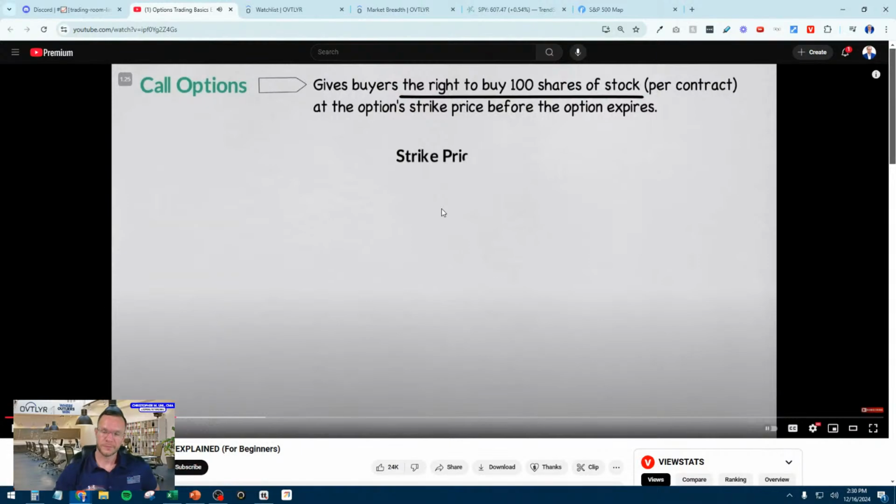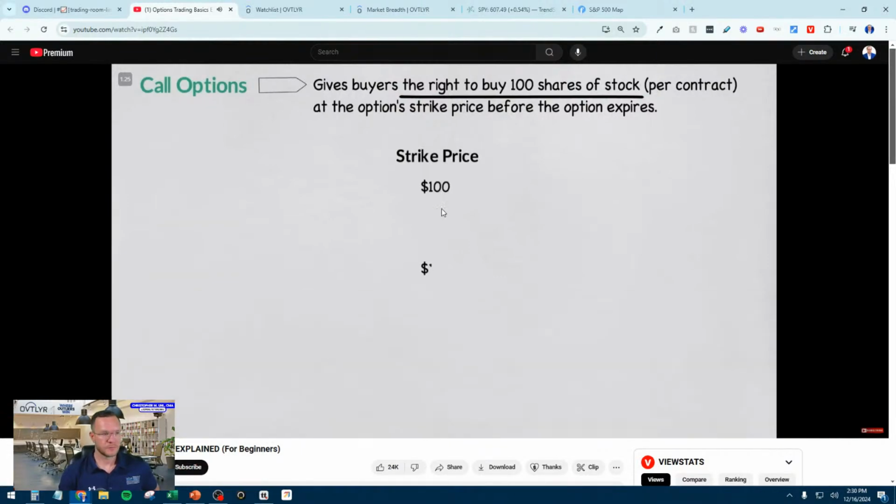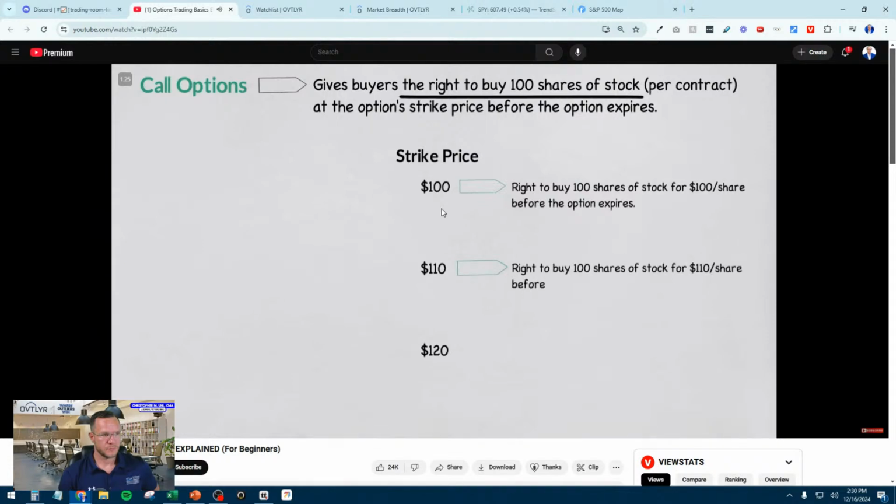So let's go ahead and look at some examples of call options and strike prices. So if a call option has a strike price of 100, that means that the call buyer has the right to buy 100 shares of stock for $100 a share before the call expires. At $110 being the strike price, the call buyer has the right to buy 100 shares of stock for $110 a share before the option expires. And at $120, the call buyer has the right to buy 100 shares of stock for $120 a share before the call expires if they so choose to.